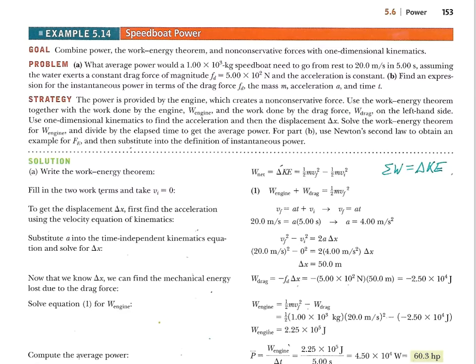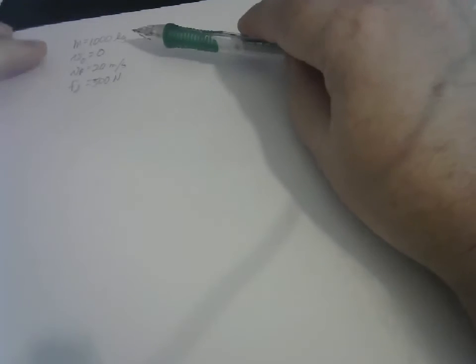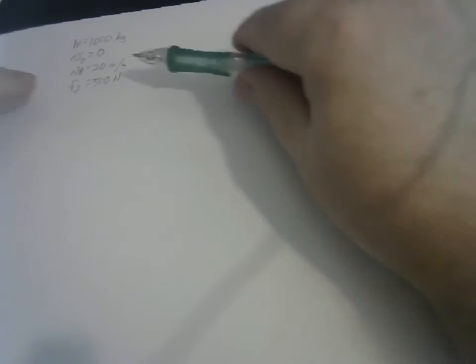In part B, find an expression for the instantaneous power in terms of the drag force F sub d, the mass m, the acceleration a, and the time t. So we have a mass of 1,000 kilograms accelerating from 0 to 20 at constant acceleration with a drag force of 500 newtons on it. We want to use E initial plus work non-conservative equals energy final.